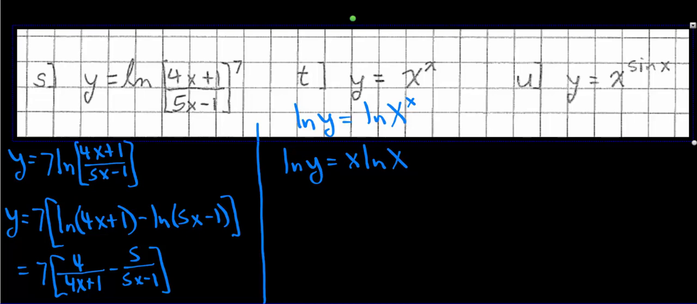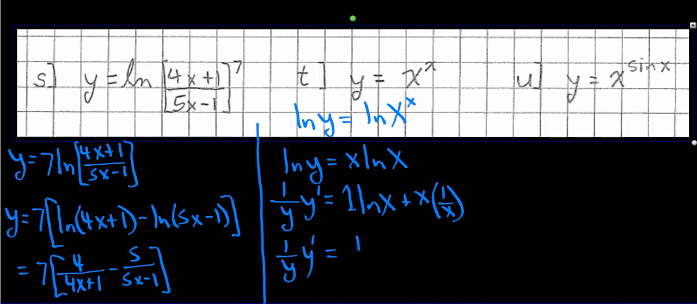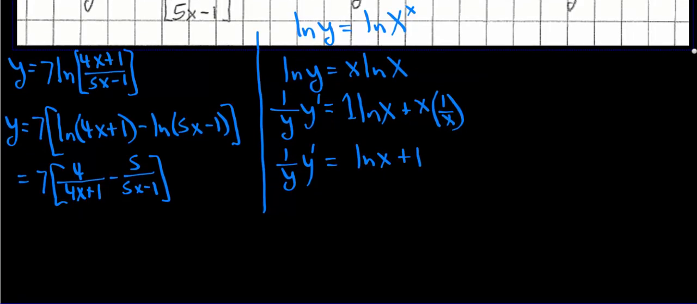Then I implicitly differentiate. So here, log y, 1 over y times y prime equals the derivative of x, which is 1, I'm using the product rule, plus x times the derivative of log x. So here we've got 1 over y times y prime equals log x plus 1. Now, what I can do is multiply by y. I've got the derivative.